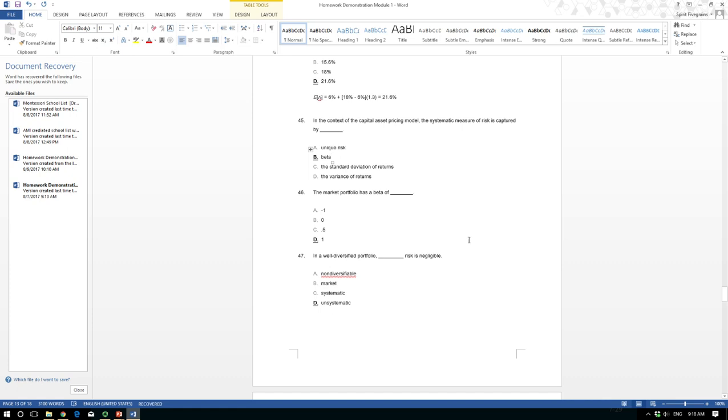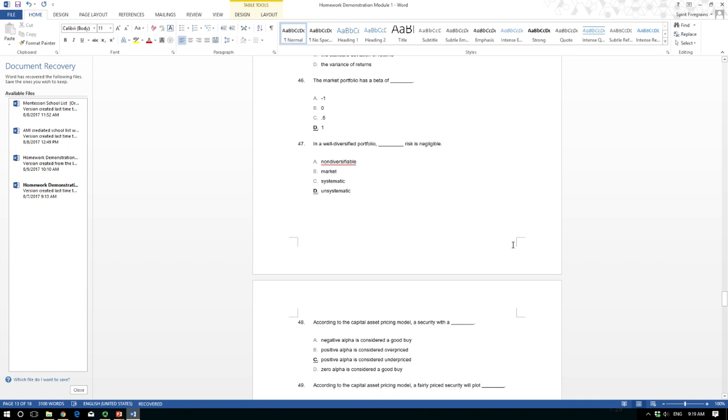Number 46, the market portfolio has a beta of what? Actually the market portfolio is a portfolio that contains all securities. It's the market average, right? And the market average has a beta of 1, because beta is a relative measure of riskiness relative to the market average. So market average relative to itself, of course, has beta equal to 1.